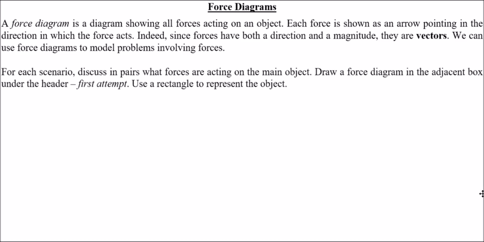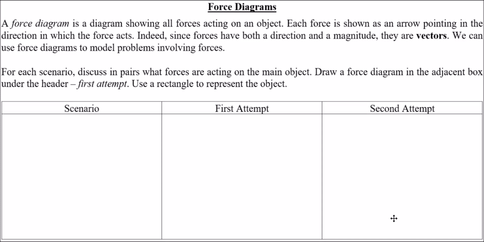So for each scenario, the idea here is you're going to discuss in pairs, or maybe groups of 3, what forces are acting on the main object. Afterwards, you need to draw a force diagram of the box next to the object under the header first attempt. So I've given you 2 attempts here because this might be new, a mistake might be made with the wording, so hence first attempt is just to get the ideas on paper, second attempt will be the finalised version. So in all cases, to keep things simple, and this is absolutely fine for the examiner, just use a rectangle to represent the object.